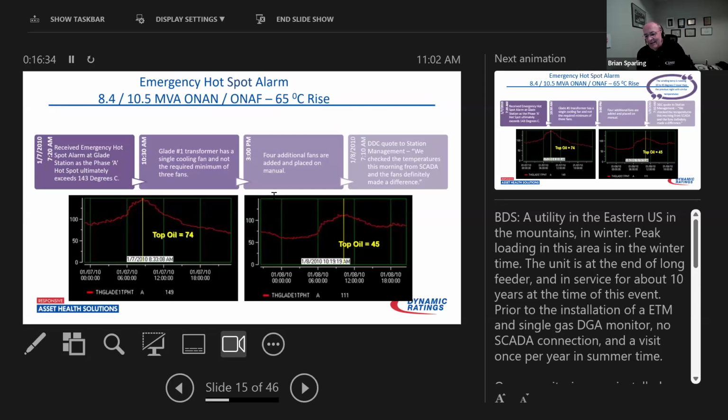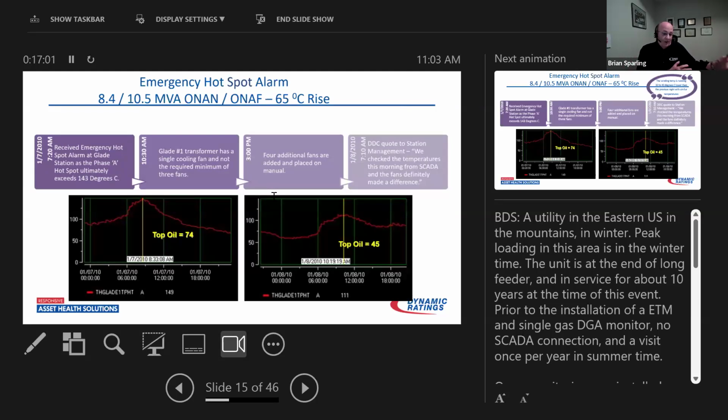And the following day, the field was happy to report that they checked the temperatures on SCADA and the fans definitely made a difference. The question is, before monitoring was applied to this transformer, this situation was happening all the time. So how much accelerated aging has happened on that transformer is a guess right now. But the point is that only online monitoring pointed them to this problem.